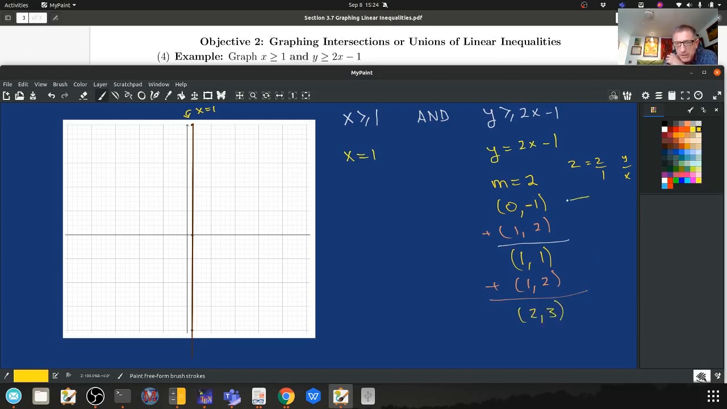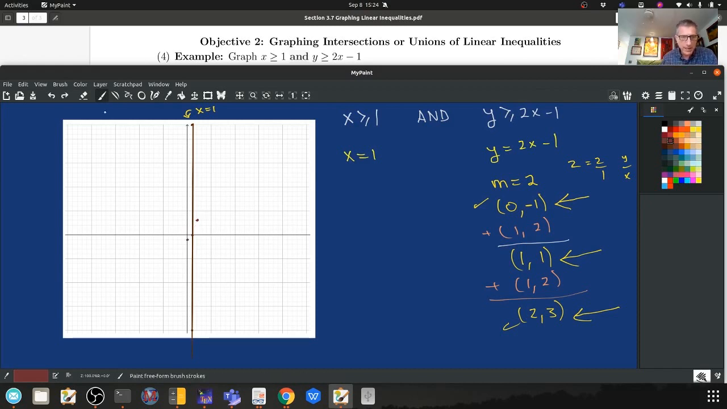So I'm going to plot these three different points, but I'm going to use this one and this one. So (0, -1), that lies on the y-axis. And then (2, 3). Here's 2, 1, 2, 3. Okay, there's my second. And notice again I can draw a solid line because my inequality contains the equals.